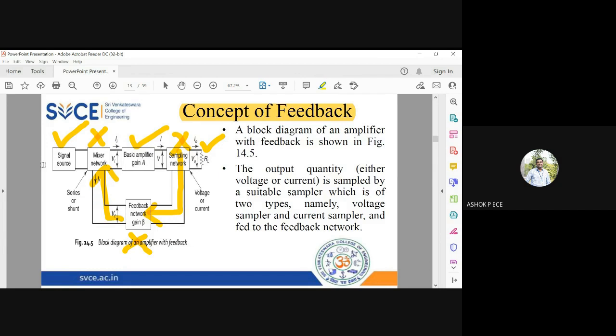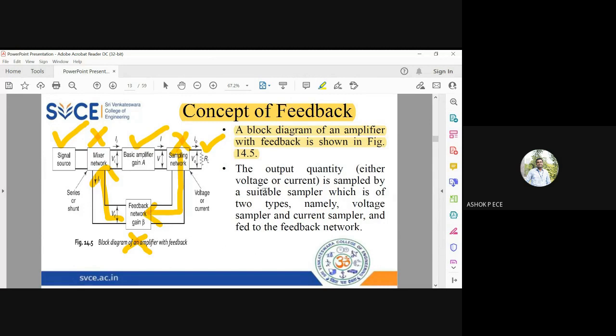If you provide a signal, it is amplified and it is available across the load resistance RL. But if you take a portion of the signal from the output, manipulate the signal using a feedback network, give it back to the input signal and mix it, that becomes a feedback amplifier. Okay, the block diagram for a feedback amplifier is shown here.